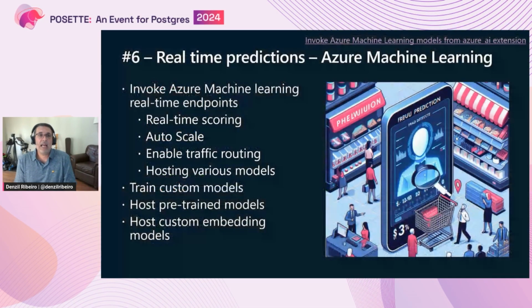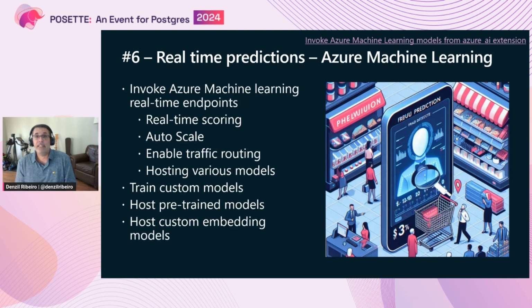The last area we're going to look at is real-time predictions with Azure Machine Learning. Azure Machine Learning has a robust platform and can expose real-time endpoints, and those endpoints you can use for real-time scoring or predictions. They have inbuilt features like you can define the cluster size, there's auto scale, you can enable traffic routing if you have multiple models, and you can host a variety of models. You can train your custom models that you want, or you can host pre-trained models from a catalog of models.